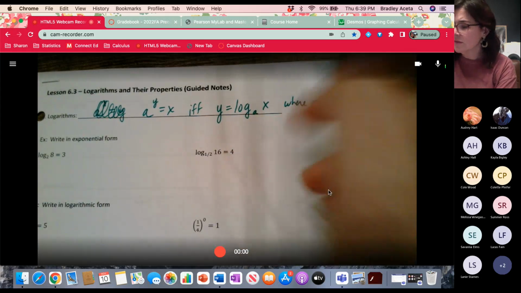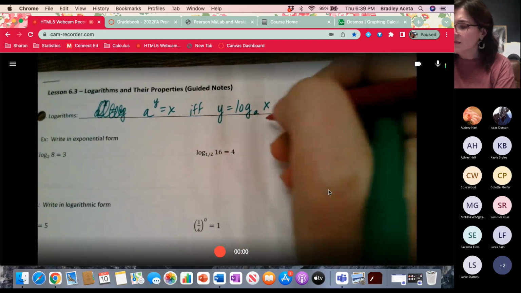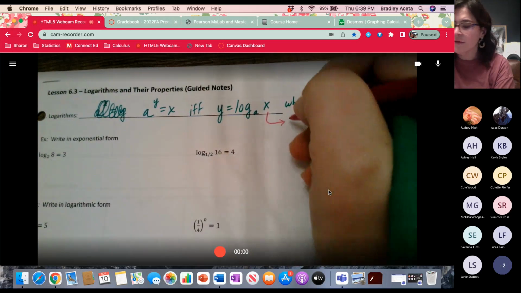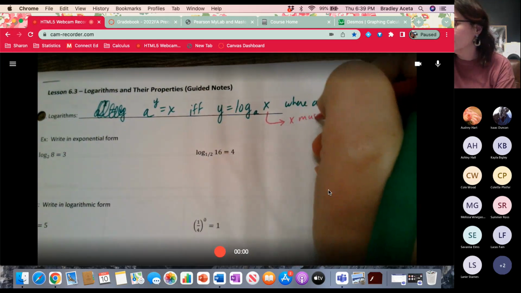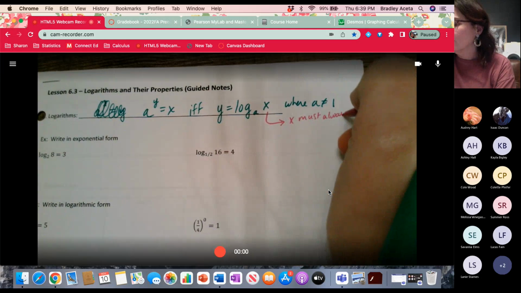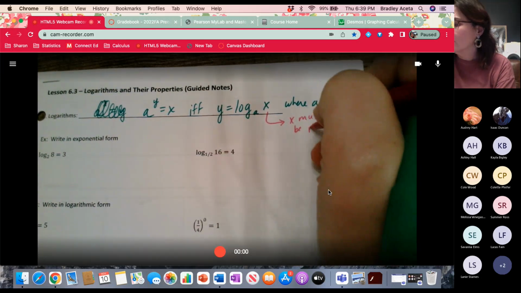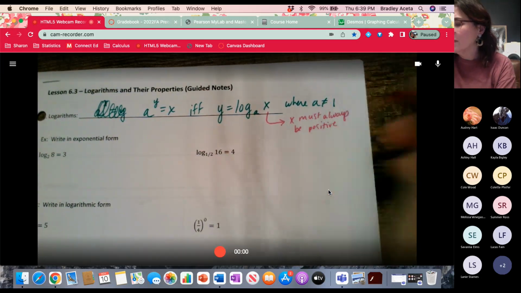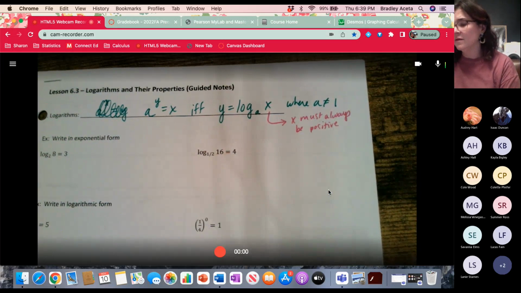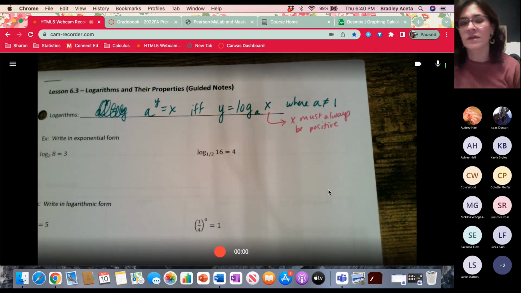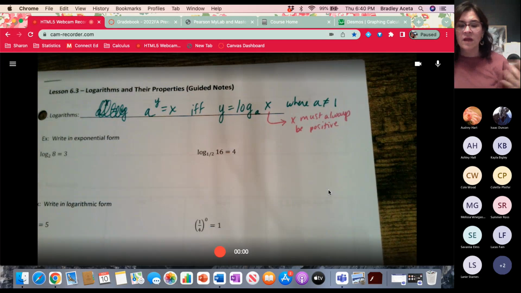And just something also to take note of, this x right here must always be positive. You can't make it negative. You can't take a log of a -5. It doesn't make any sense, and you'll see why when we start doing things in a minute. So logs and exponentials are interchangeable, and I'm going to teach you how to convert one into the other.